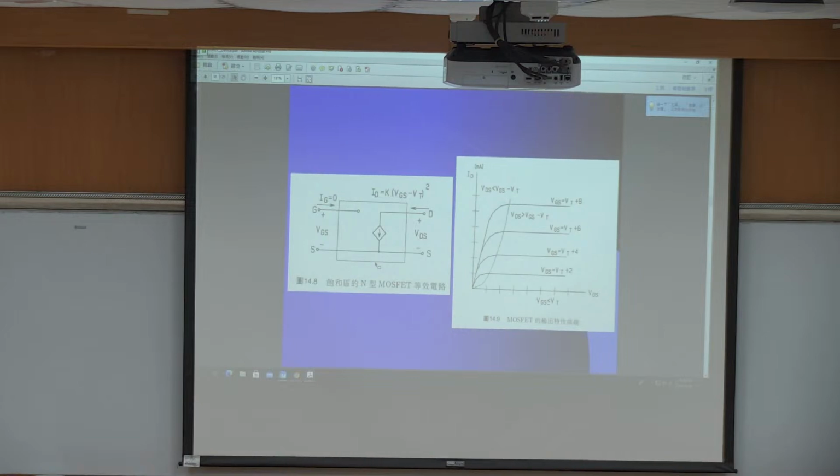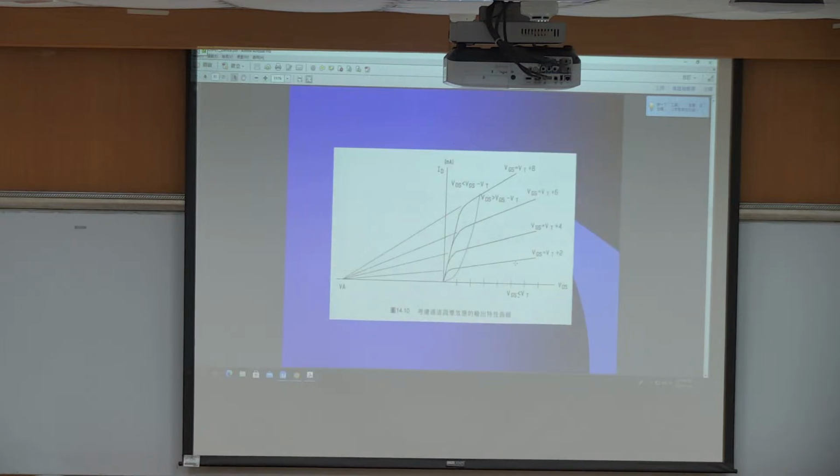And the left-hand figure is the equivalent circuit that represents the MOSFET device. We can see that the gate port is separated from the other ports, because it has an oxide layer under the gate port, and the channel current is represented by this current source. So here is the same figure we have seen before.